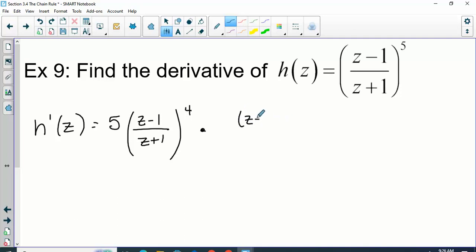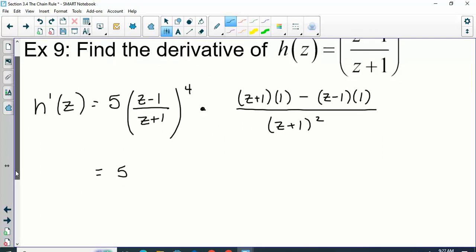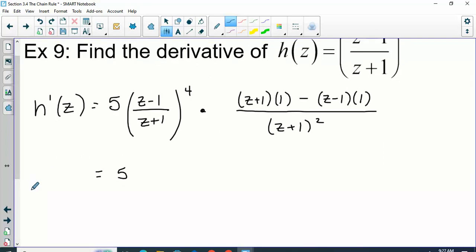Low, d high, minus high, d low, over low squared. Is everybody with me there? I am going to write this as (z minus 1) to the 4th over (z plus 1) to the 4th.